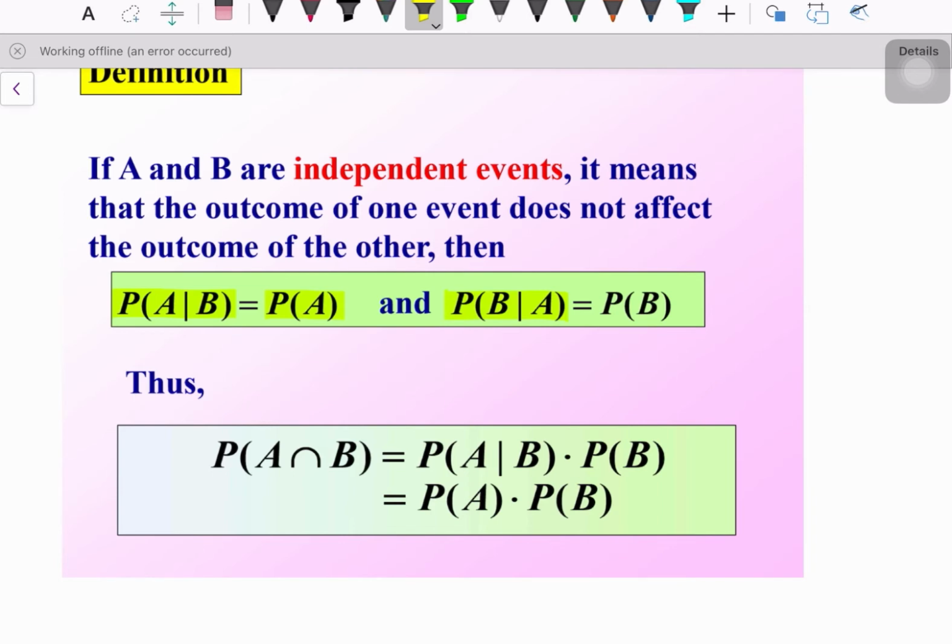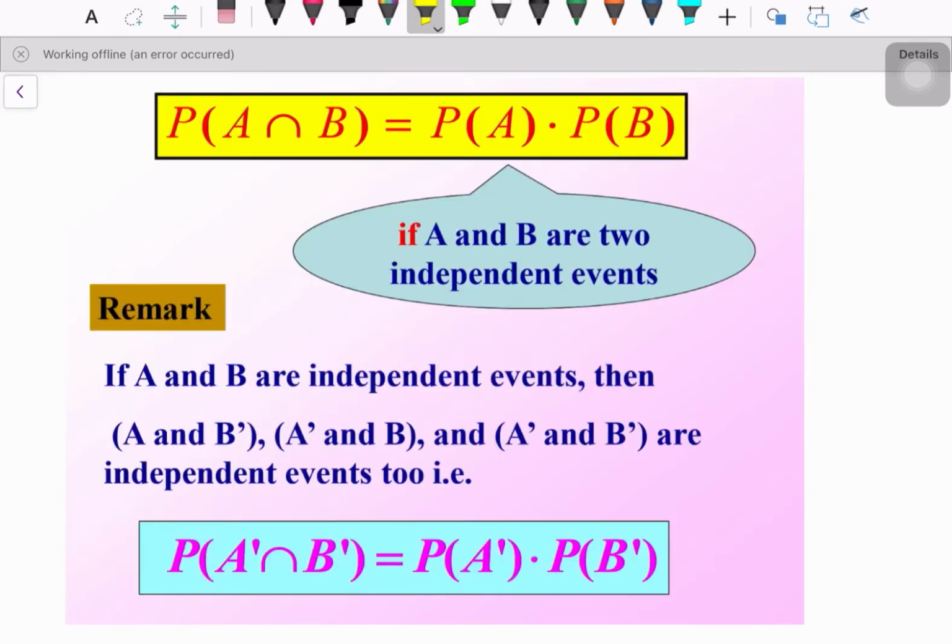So when we would like to find the intersection between the two events A and B, this is equivalent to P(A given B) times P(B). Then we know that if these two events are independent, this is equivalent to P(A) multiplied with P(B). In other words, P(A intersect B) is equivalent to P(A) times P(B) if events A and B are independent of each other.